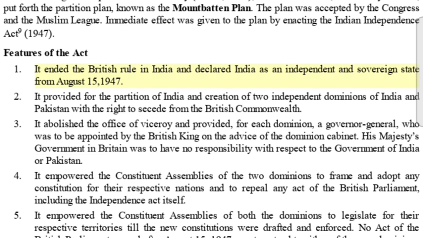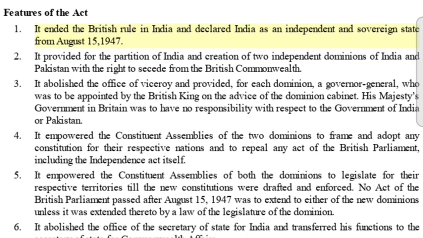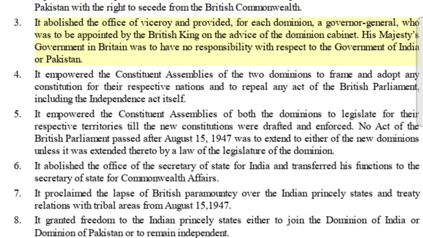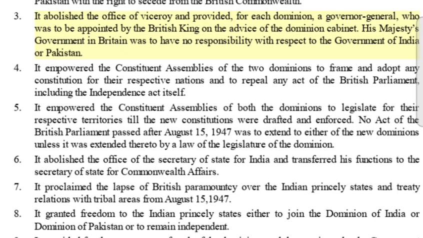1. It ended the British rule in India and declared India as an independent and sovereign state from August 15, 1947. 2. It provided for the partition of India and creation of 2 independent dominions of India and Pakistan with the right to secede from the British Commonwealth. 3. It abolished the office of Viceroy and provided, for each dominion, a Governor-General, who was to be appointed by the British King on the advice of the Dominion Cabinet.